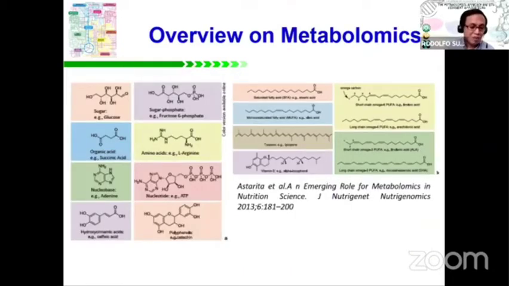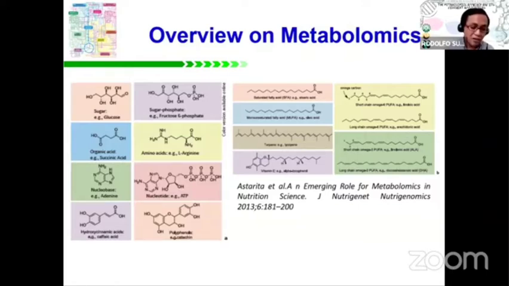Now, metabolites comprise an enormous chemical diversity of organic compounds. They can be sugars, amino acids, organic acids. You have the nucleotides, acylcarnitines, and lastly, the lipid metabolites. And they present several differences in their concentration in biological fluids.